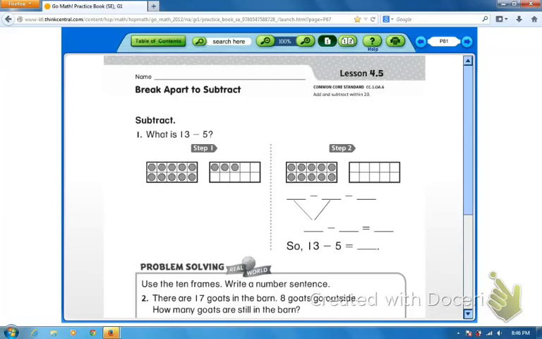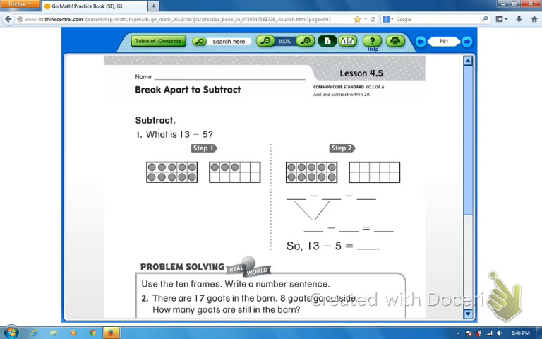For lesson 4.5, we are breaking apart to subtract, and this is definitely a tricky lesson for most students. Don't let them stress too much about it. We did it in class a lot together, and if you go over it together step by step, they'll probably start to understand it. They're trying to solve what is 13 take away 5, but what we want them to do is to make a 10.